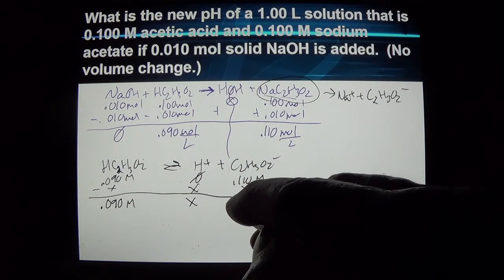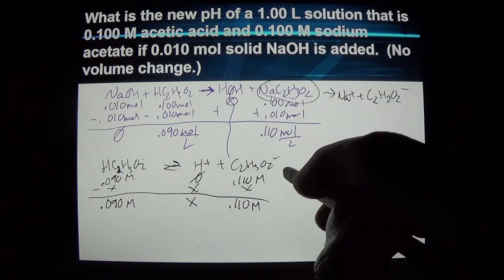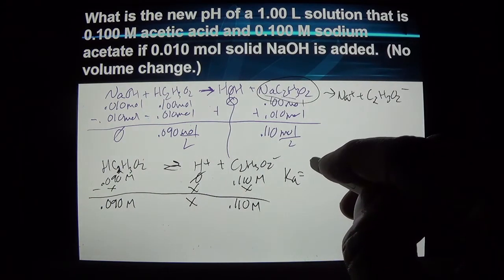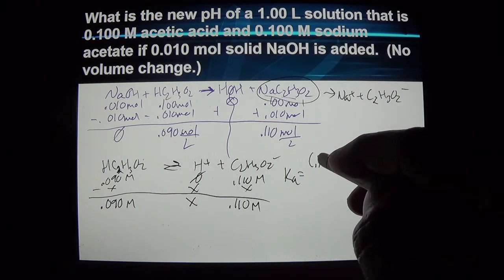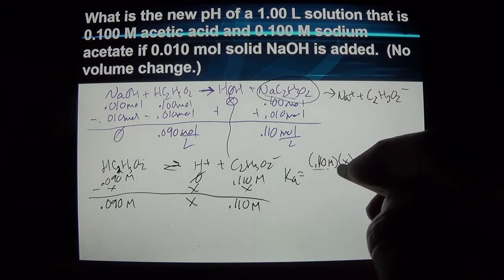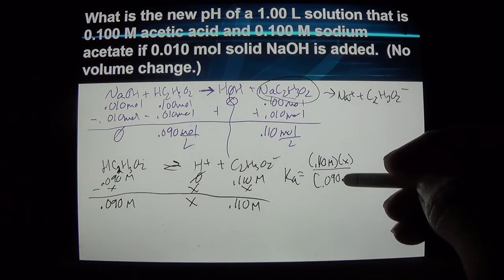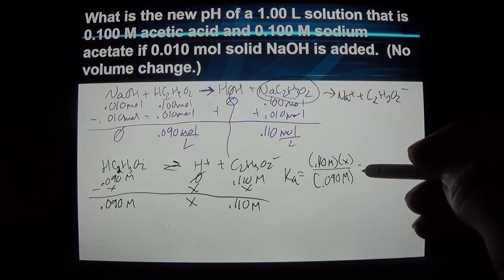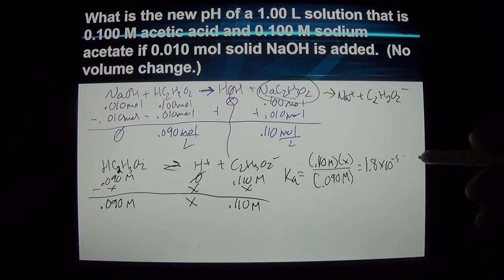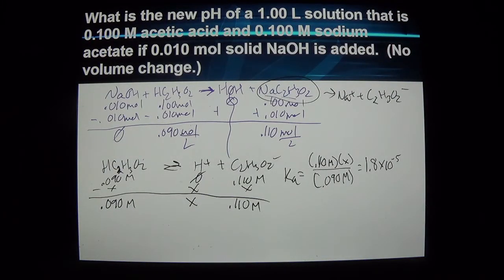So check out what this does for us. I still have just a single X, and Ka, which you know as concentration of products over reactants, is going to be that times that divided by that. And I looked up Ka, and it's 1.8 times 10 to the minus 5.